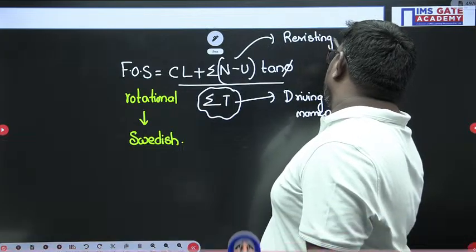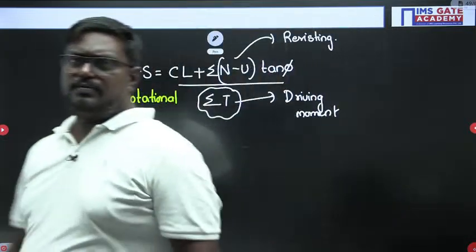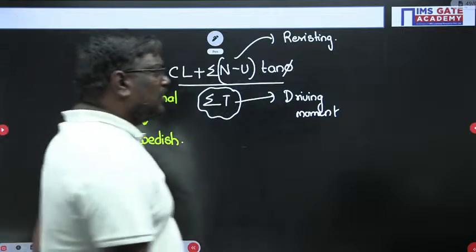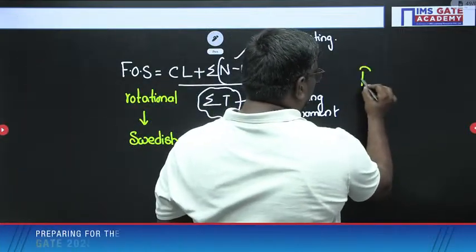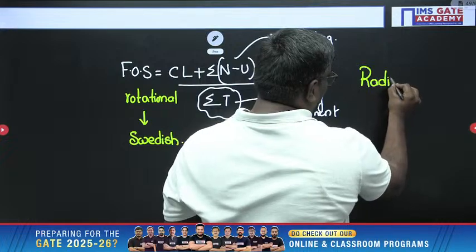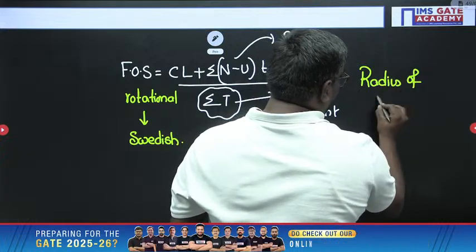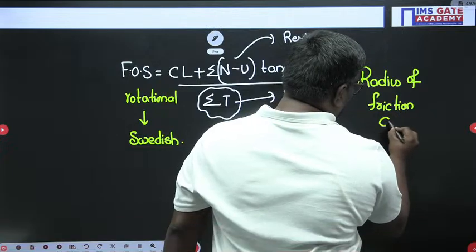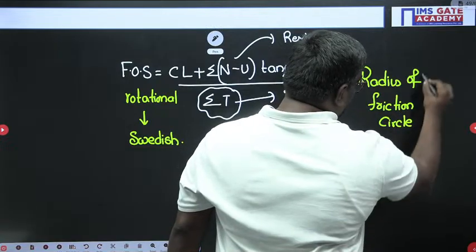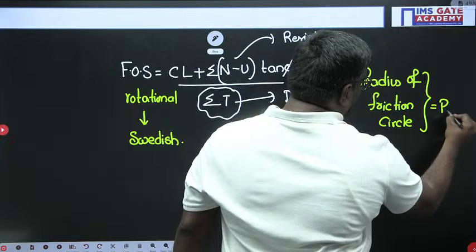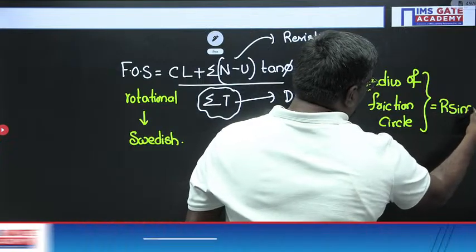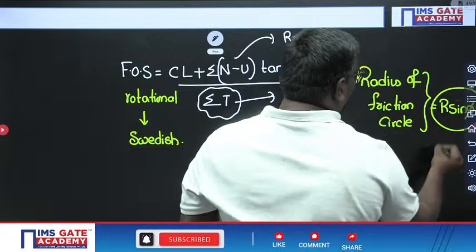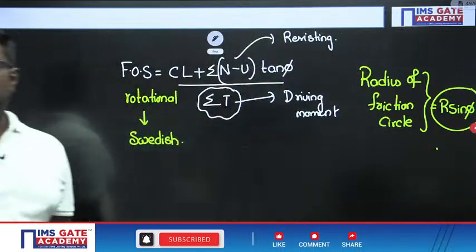And remember, my dear students, they can ask you what is the radius of the friction circle. The radius of the friction circle is nothing but r sin phi. The radius of friction circle is r sin phi. Clear, students?